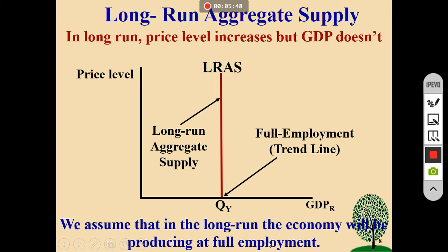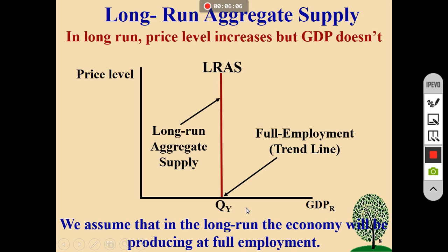This line represents full employment, okay? So we assume that in the long run, the economy will be producing at full employment, right? That's right where we want to be. That's where our economy is maxing their production. Our unemployment's right where it needs to be, right? So this is our full employment line.